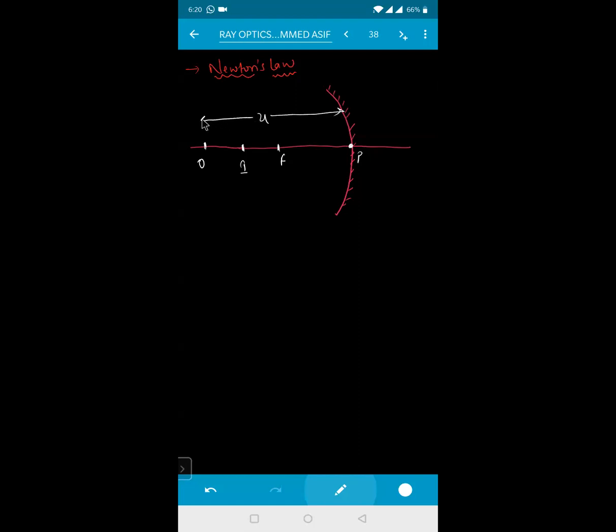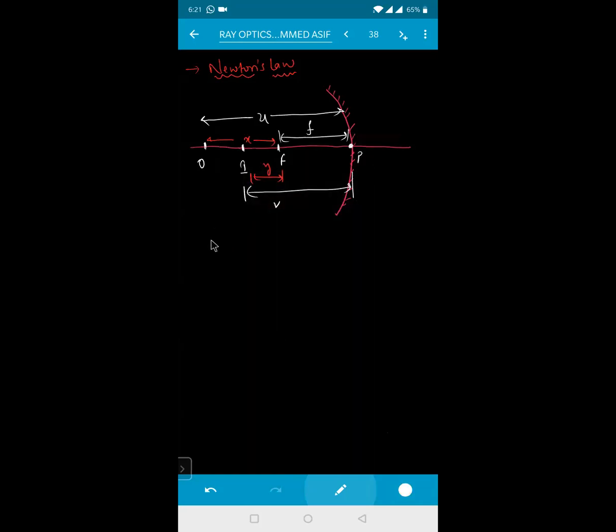The object is at a distance of u. The image is at a distance of v. From F to P, this represents the focal length, that is f. So this is the part of the relation. Now the distance of the object from the focus is, say for example, x, and the image from the focus is, say for example, y. I need to get the relation between x and y. From the focus, the object is at a distance of x and the image is formed at a distance of y. So the relation between x and y is Newton's law.